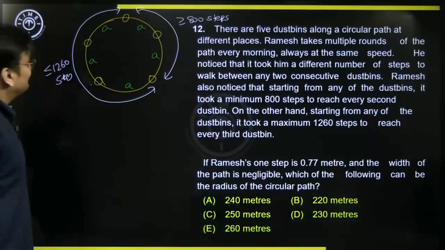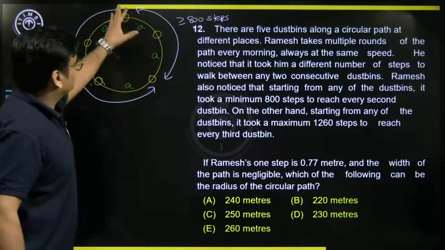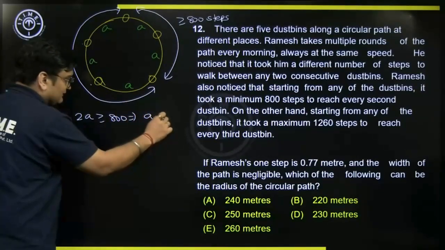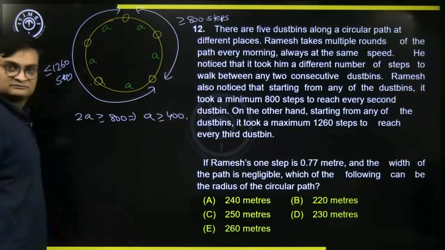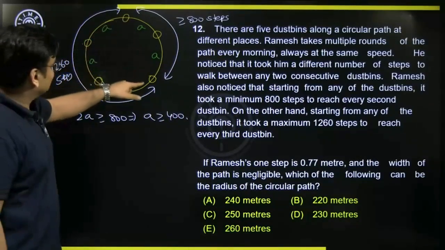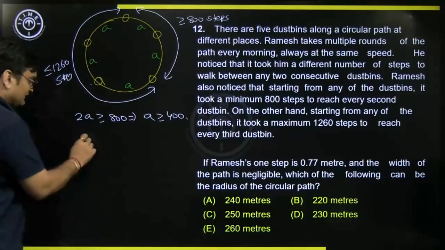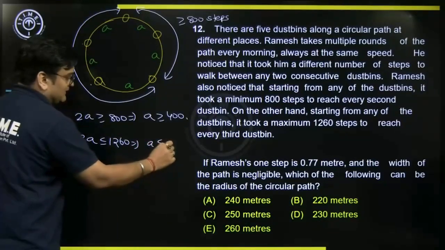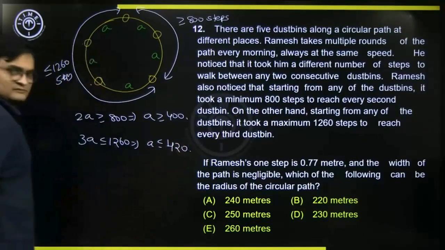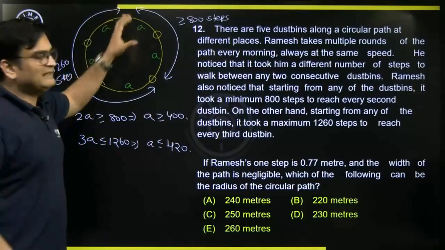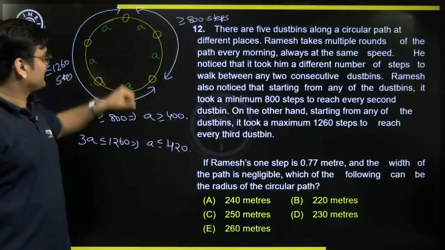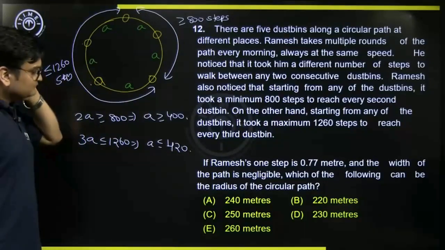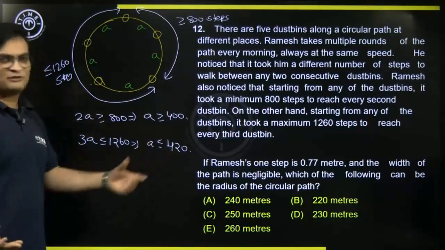So if that is the case, can I say the gap between here to here, 2A, must be greater than or equal to 800? That means A must be greater than or equal to 400. Similarly, can I say 3A must be less than or equal to 1260? So that means A must be less than or equal to 420. So that means the gap between any two consecutive dustbins, if I take them really close, should be between 400 to 420. So that means I cannot go beyond 420 is what I mean here.